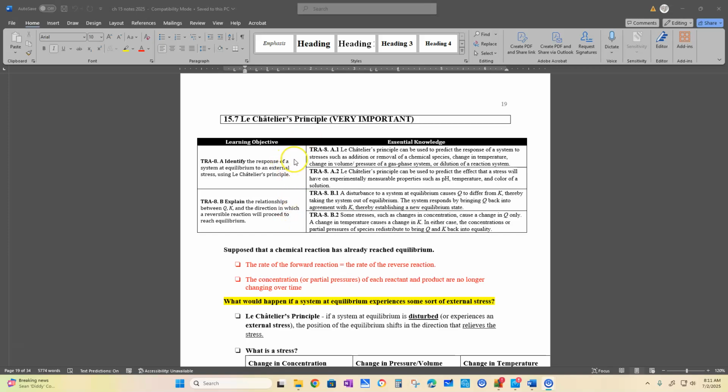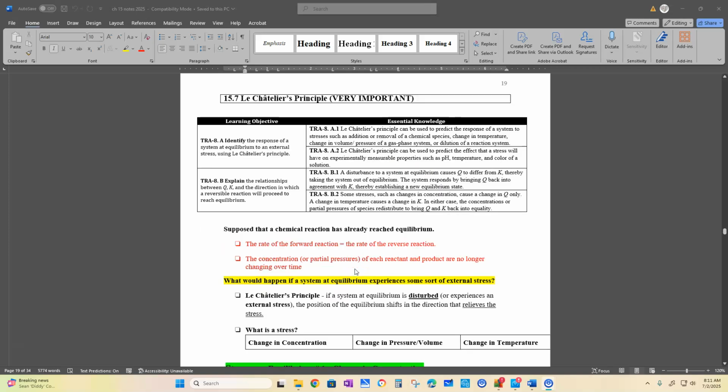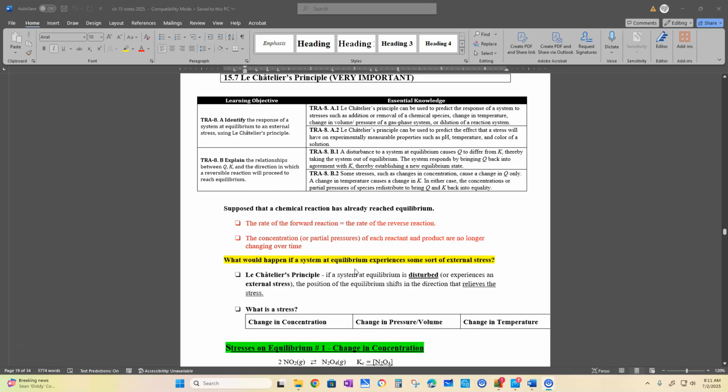So we've got some big learning objectives here. One, can you identify this thing called an external stress? And then talking about K versus Q. So 15.6 was about K versus Q, and now we're going to learn about what happens if you mess with equilibrium. How do you get K to equal Q? Okay, so let's get started.